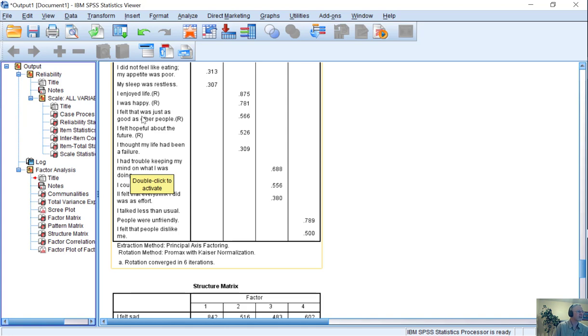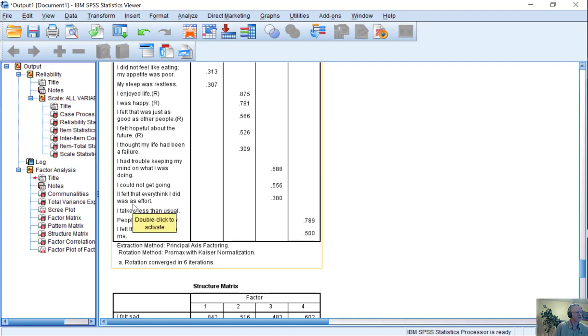so here was kind of like these positive thoughts about enjoying life in the future. And even one negative item loaded on there, I thought my life had been a failure. So all of these are kind of like evaluating life, and this item gets thrown in there with those positive items because most of those positive items are kind of like evaluating life. And then this third factor: I had trouble keeping my mind on what I was doing. I could not get going.